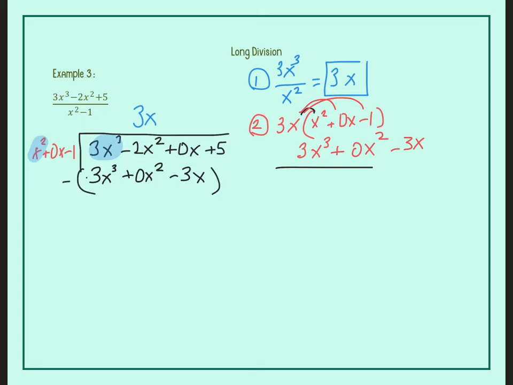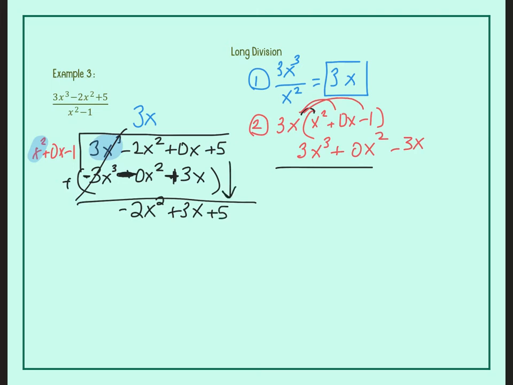So this is going to change to a negative. This is going to change to a negative. And this is going to change to a positive. And now I can add them going straight down. Negative 2 minus 0 is still negative 2x squared. 0 plus 3x is 3x. And you can bring down your last term here.